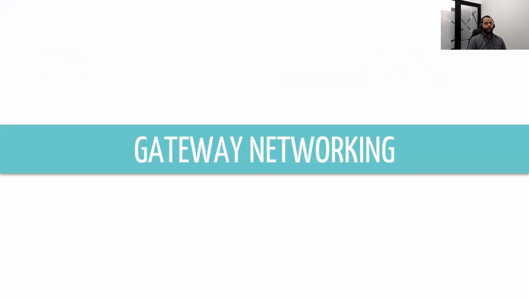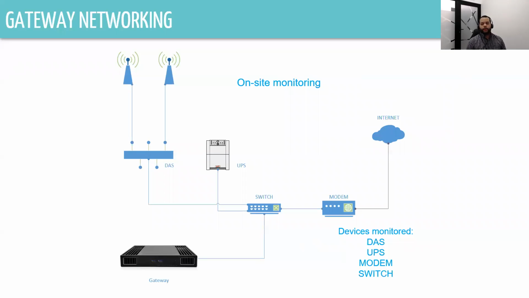Now, let's take a look at the gateway networking and how this all comes together in regards to what connects to where. This is a sample diagram of how the gateway connects to the other devices on the site. In this case, we are monitoring the DAS, which is a distributed antenna system. This equipment is frequently used on buildings that require to extend the signal across several floors or spaces that the normal carrier signal cannot get in.